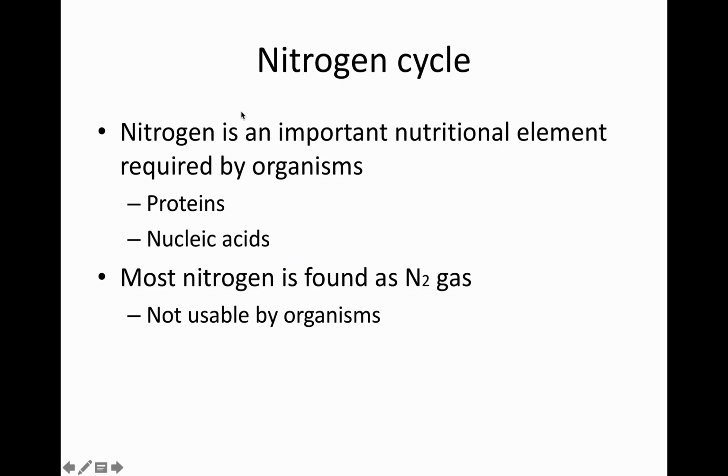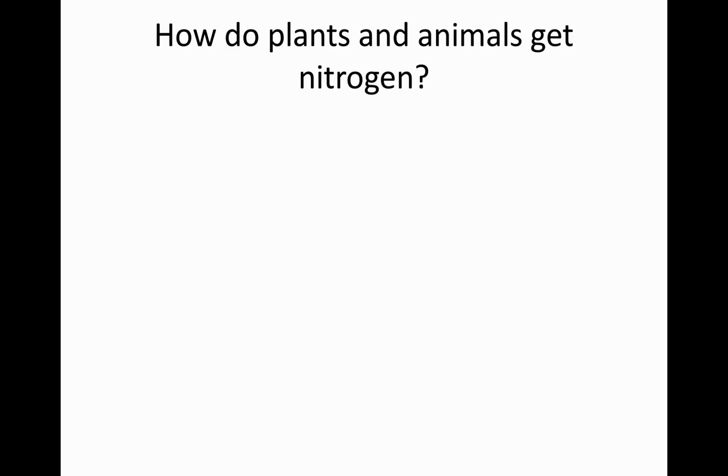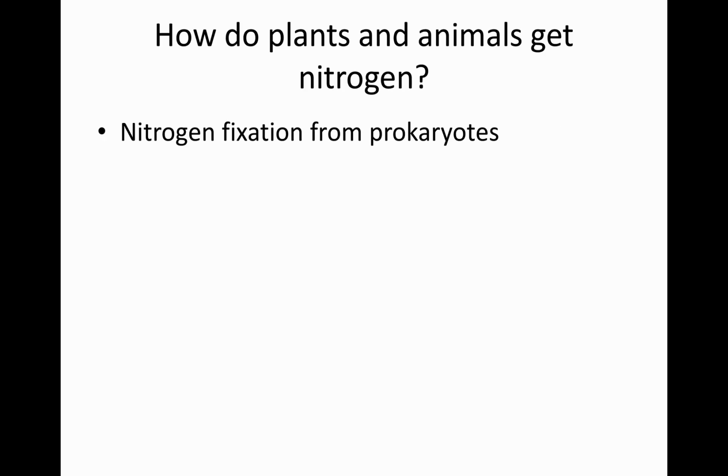The nitrogen cycle. As we mentioned before, nitrogen is a growth limiting element. It's an important nutritional element required for proteins and nucleic acids. And most nitrogen is found on the planet as nitrogen gas, and nitrogen gas is not usable by organisms. So how do plants and animals get nitrogen? Well, we need nitrogen fixation from prokaryotes.